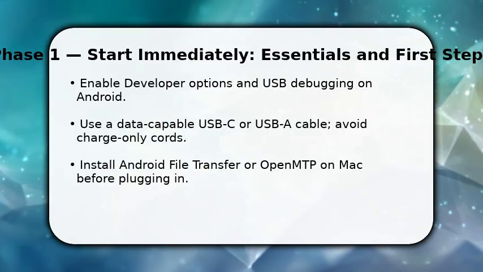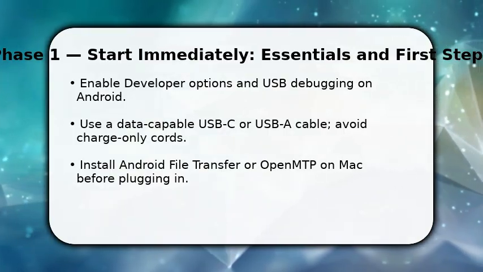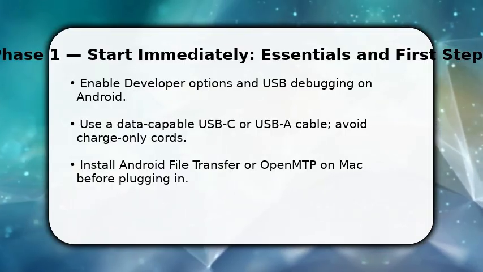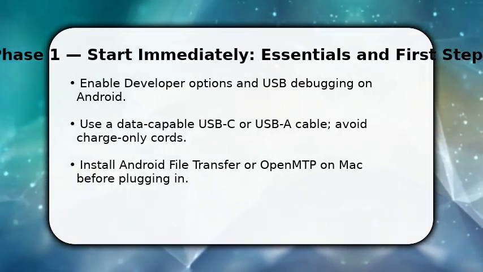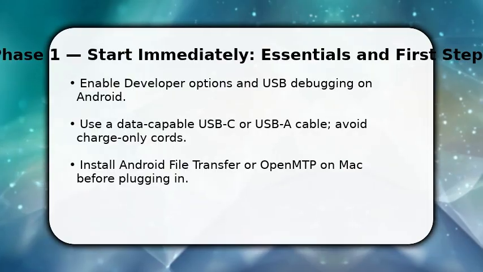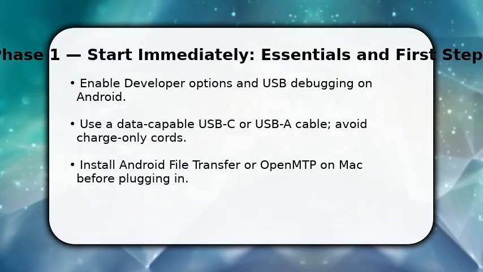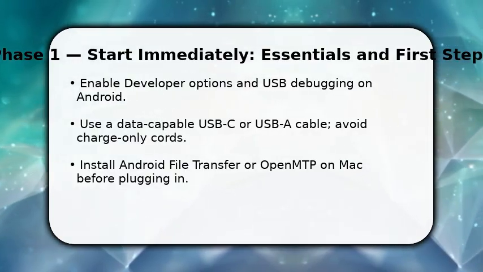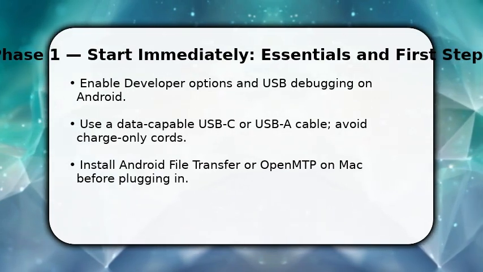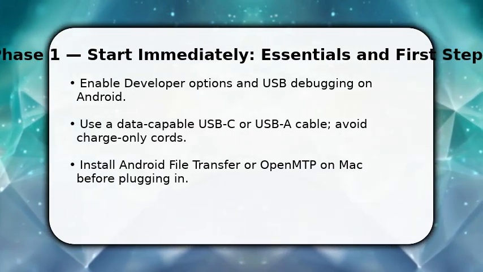Make sure Android File Transfer or OpenMTP is installed on the Mac. These apps let Finder-like access work reliably. When you connect, choose File Transfer or MTP on the phone. This initial handshake grants permissions and establishes the pathway for all file movement that follows.